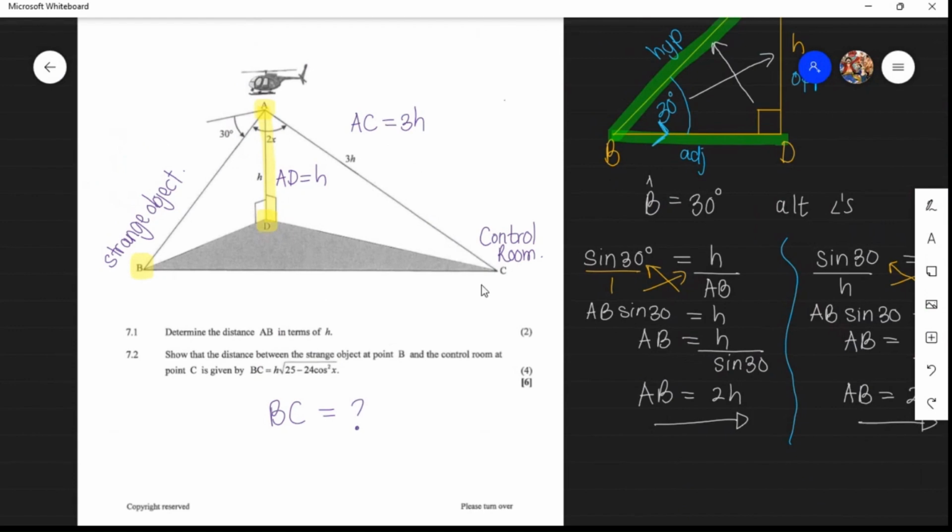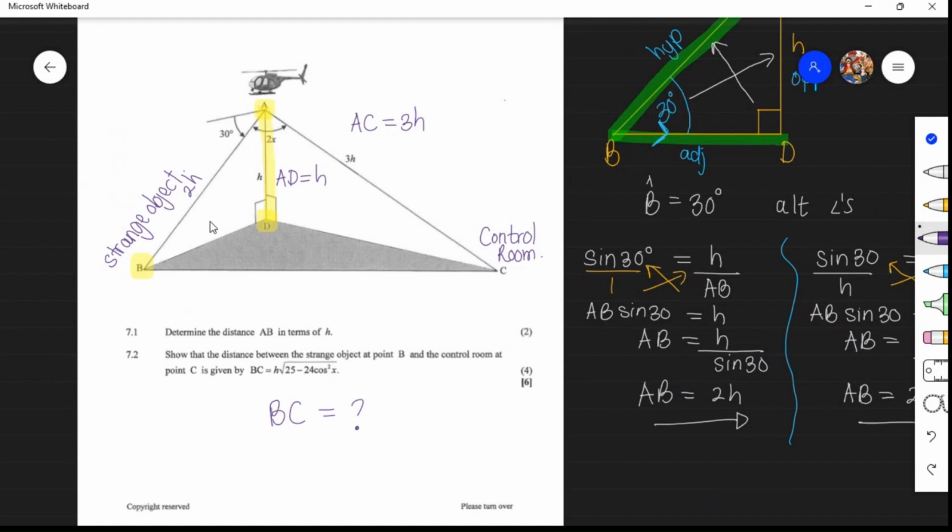If we look at side BC, we can see that it is the side on the ground between our strange object and our control room. Now, what triangle can we use that has BC in it? If you look at triangle ABC, we have the length AC, which is 3h. We've just calculated the length AB, which is 2h, and we need to calculate the length BC. So within that triangle, we have two sides and the angle in between those two sides, which is our angle A of 2x.